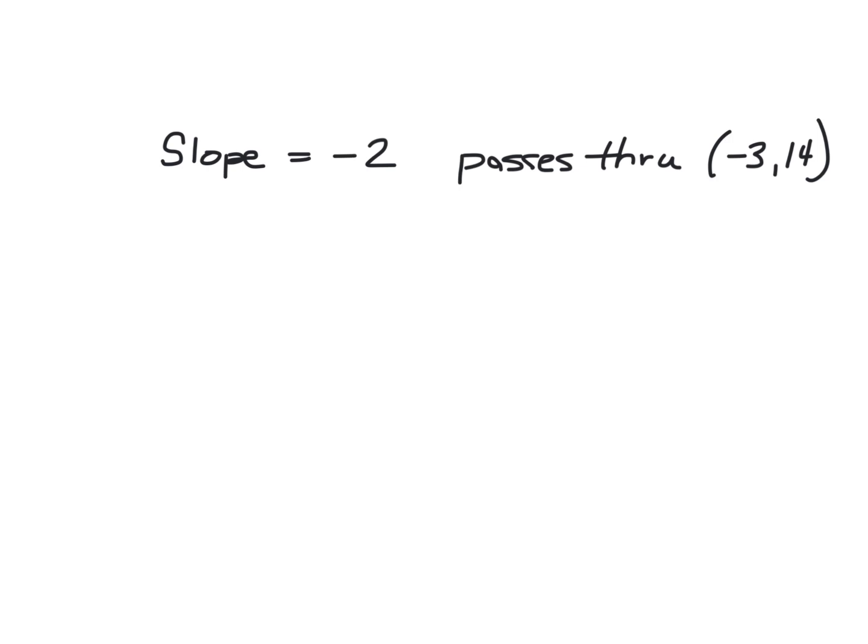All right, in this example, we have a slope of negative 2. We're passing through the point (-3, 14). So again, we have a point and a slope. Using point-slope, I'm going to have y minus the y-coordinate, which is 14, equals my slope times x minus the x-coordinate. Minus negative 3 becomes plus 3.